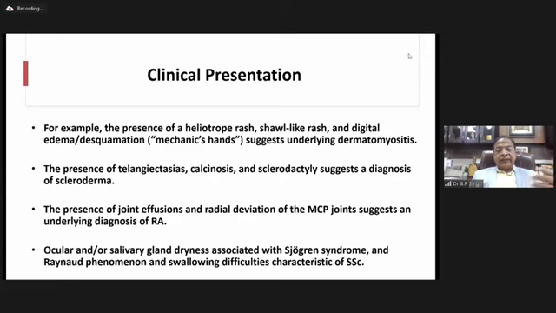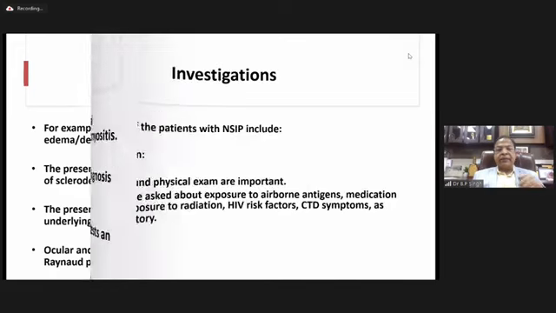For the extrapulmonary sites, the presence of heliotropic rash around the eyes, shawl-like rash around the neck, and digital edema and desquamation, like the mechanic's hand, suggests underlying dermatomyositis. The presence of telangiectasia, calcinosis, and sclerodactyly suggests a diagnosis of scleroderma. The presence of joint effusions and radial deviation of the MCP joint suggests an underlying diagnosis of rheumatoid arthritis. Ocular and/or salivary gland dryness associated with Sjogren syndrome, and Raynaud phenomenon and swallowing difficulties characteristic of systemic sclerosis, may be found in patients with NSIP.